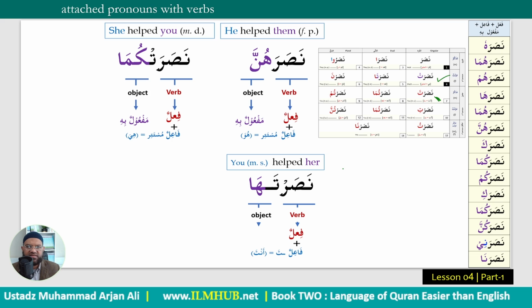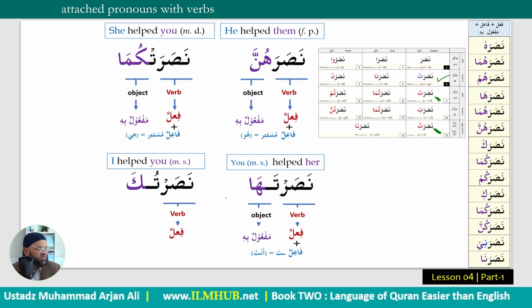So all of it that you've learned so far is coming together, inshallah ta'ala. And of course, lastly, we have nasartuka. I helped you. Nasartu, the doer is ana, I should say, and this is the version that we need, number 13. So nasartu, I have my fa'il, and I've also got my maf'ul bihi. I hope, inshallah ta'ala, all of this is now making absolute sense.